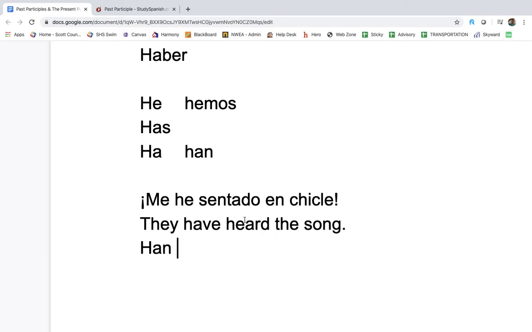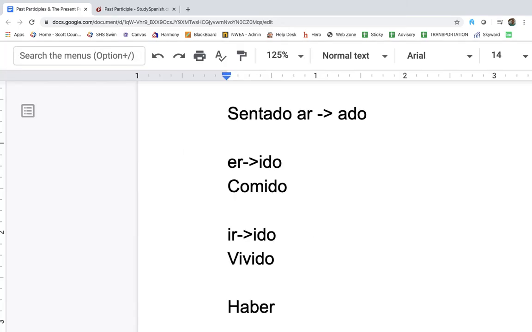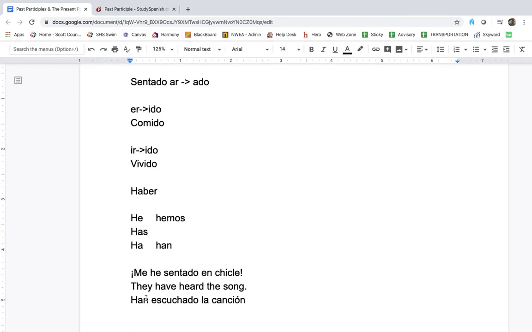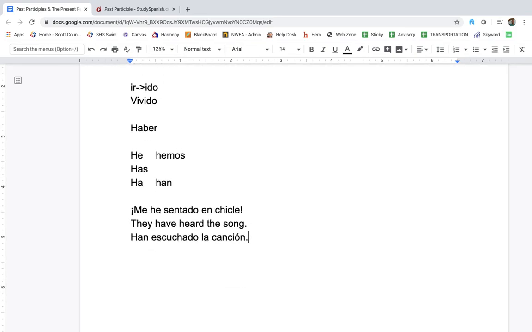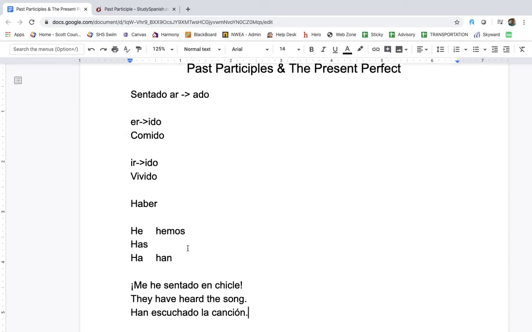Han, heard. To hear, escuchar. Drop the AR ending, replace it with ado. Han escuchado la canción. There we go. Han escuchado la canción. They have heard the song. And it's really that simple. That's all there is to it.